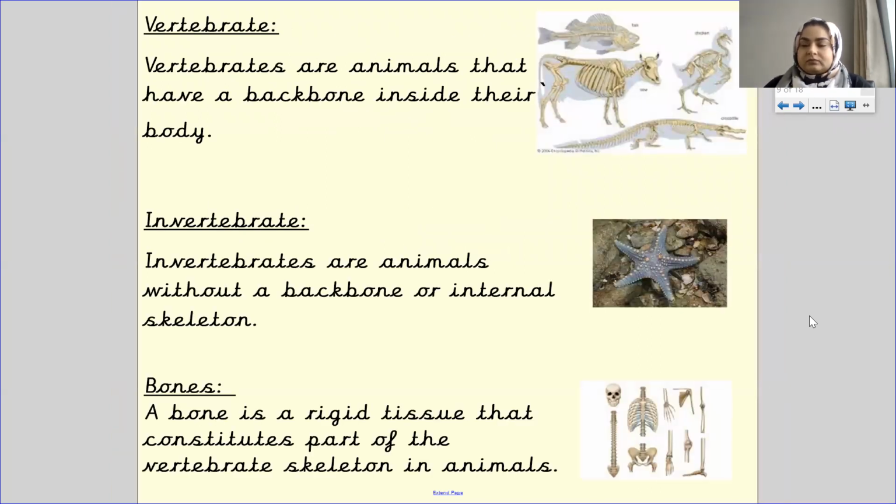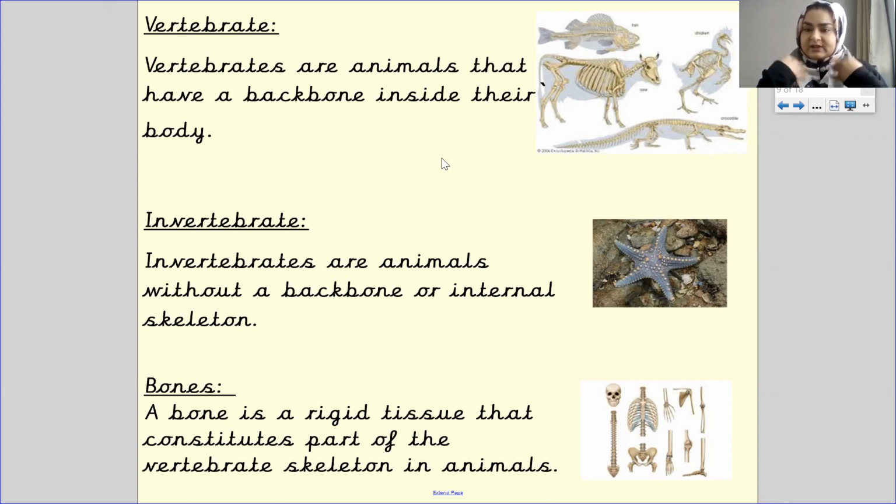Now, my turn. Vertebrate. Vertebrates are animals that have a backbone inside their body. So if you look over here, all these animals have a backbone inside their body.